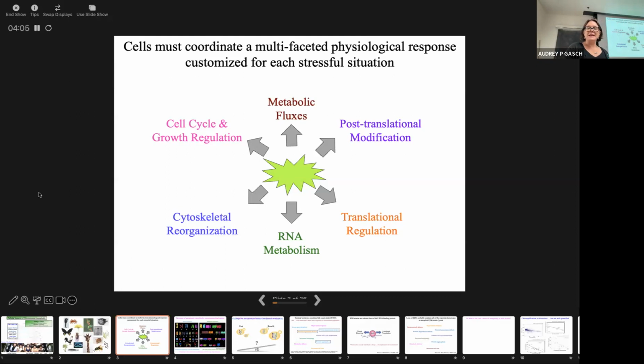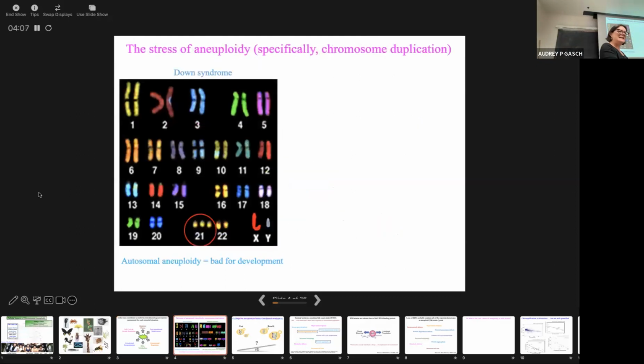But what I'm going to focus on today is actually something we kind of fell into a few years ago, and that is a different type of stress, an internal stressor, the stress of aneuploidy. Aneuploidy is a situation where cells have an abnormal number of one or more chromosomes. Many people have heard of aneuploidy in the form of Down syndrome. This is where people have an extra copy of chromosome 21. Let me get a pointer here.